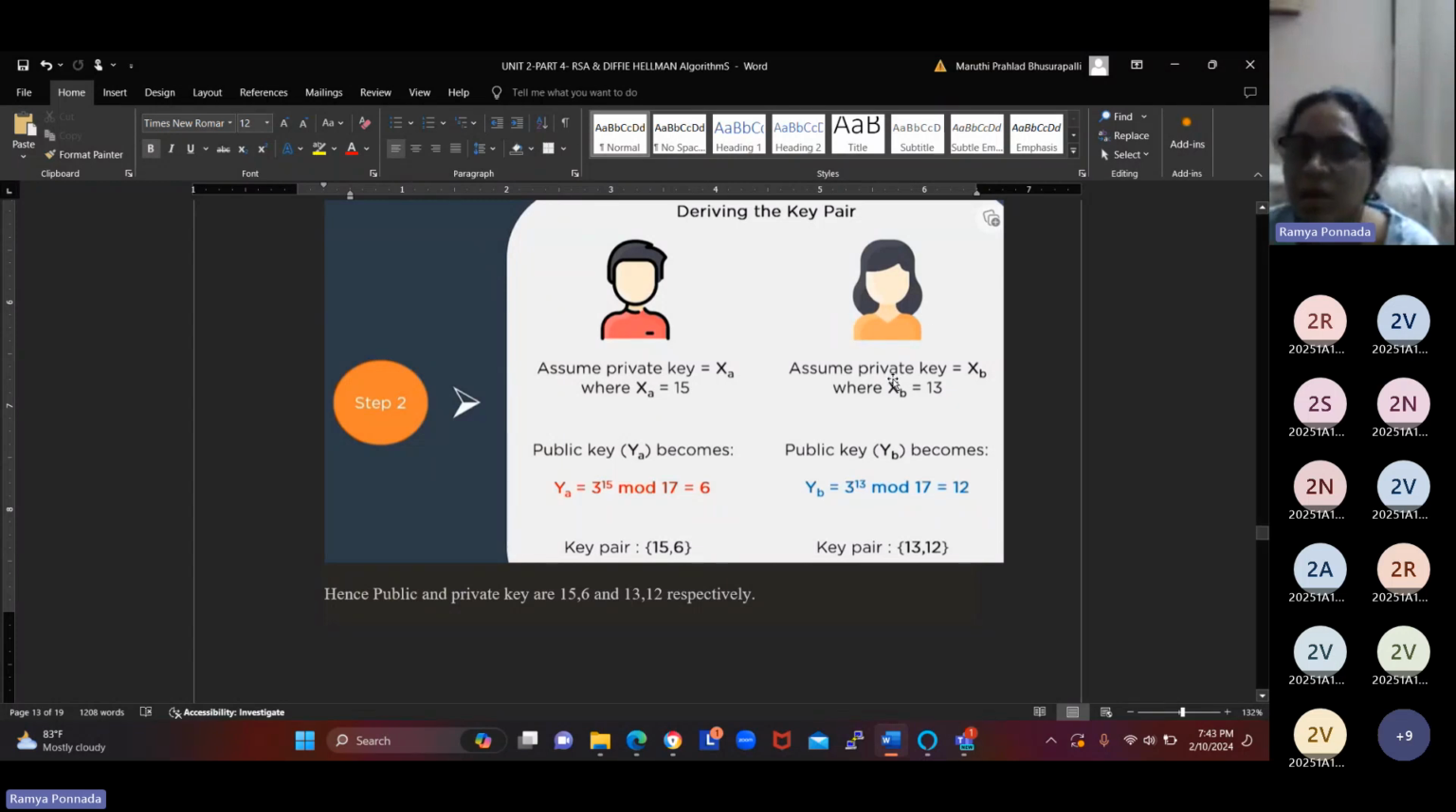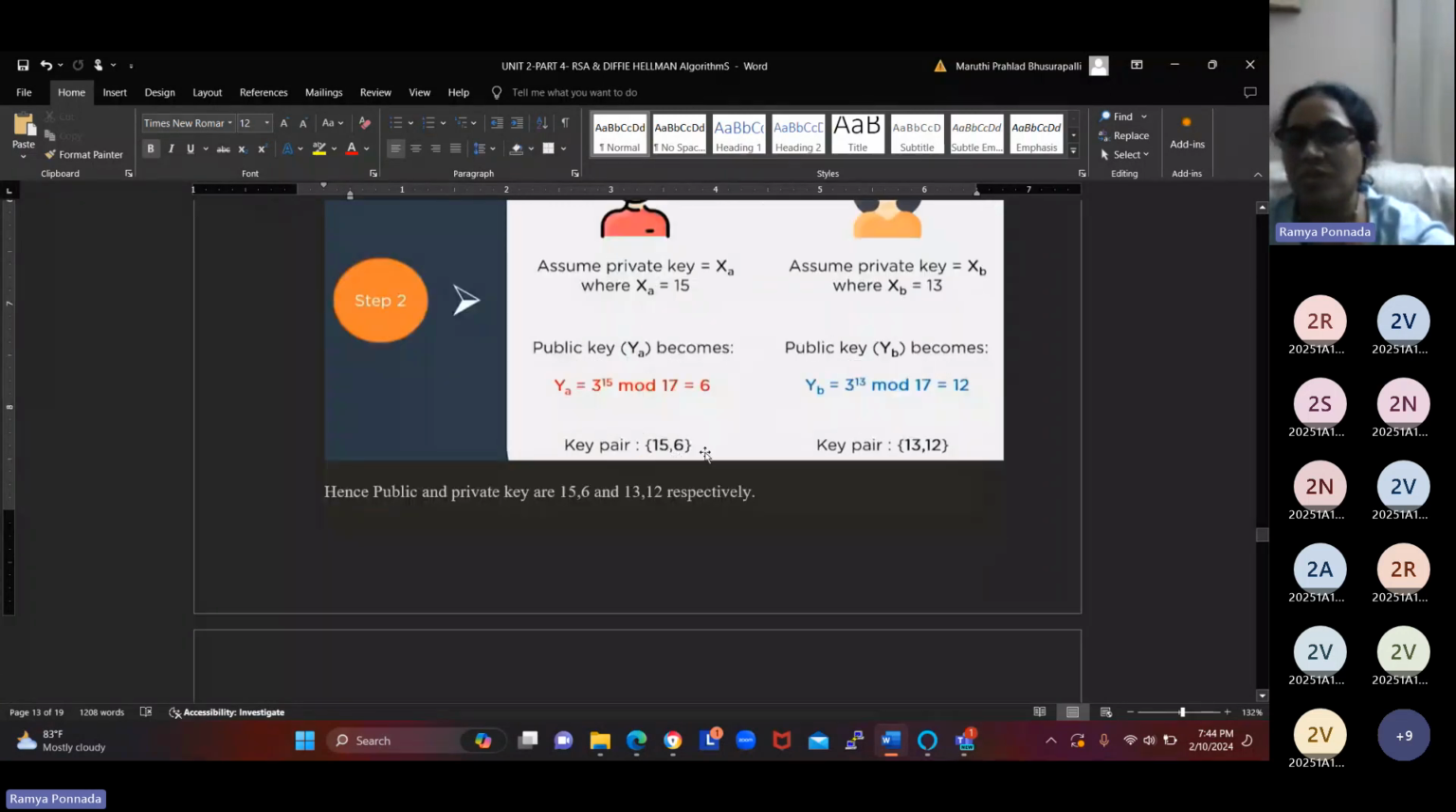Okay. So similarly, you are going to have the private key and the public key on the receiver side. xb is going to be 13. Now you want the YB value. YB is calculated by alpha power XB, where alpha is 3, so 3 power 13 mod 17. Once you calculate, the remainder is going to be 12. So that is going to be the public key. This is how 15 and 6 are obtained, and 13 and 12 are obtained. They are considered as the private key and public key on the sender and receiver side respectively.